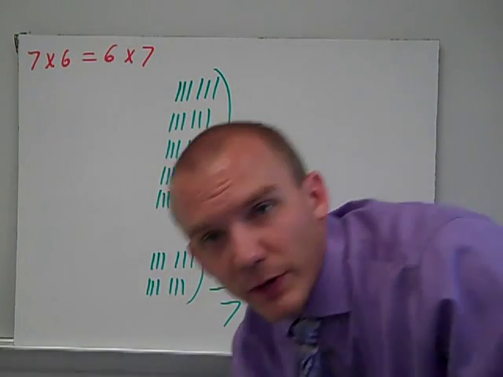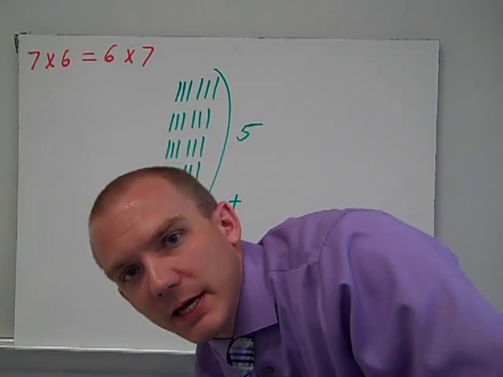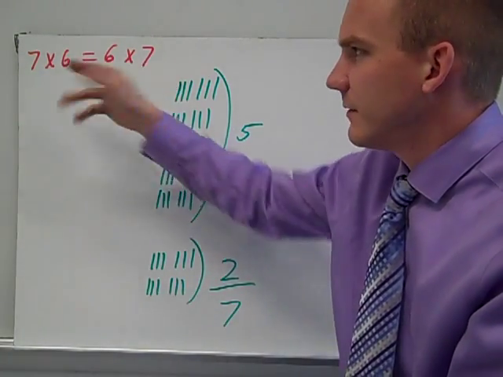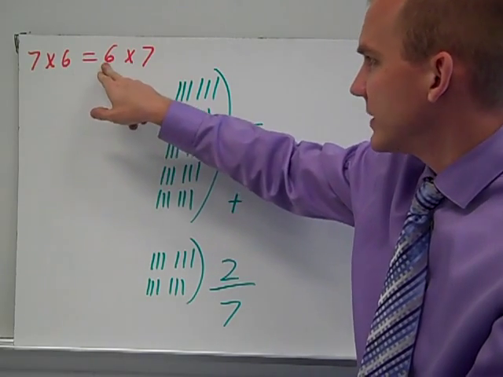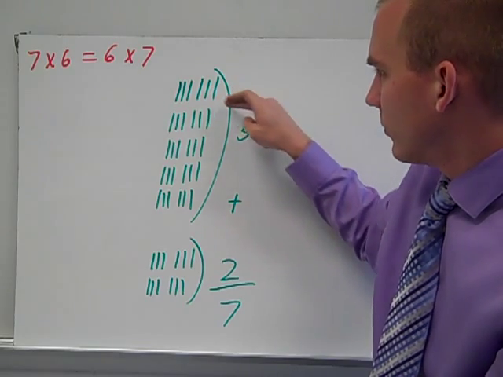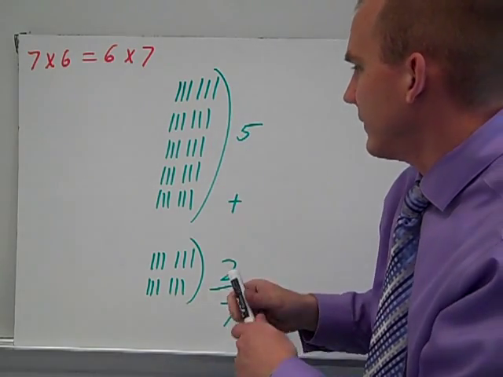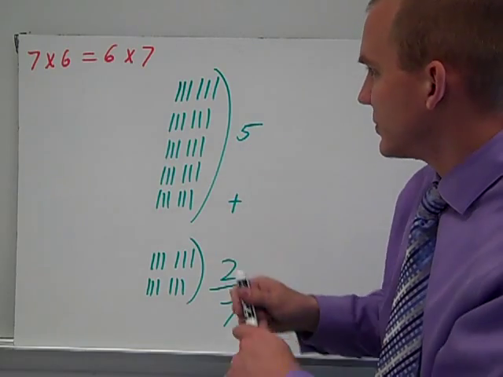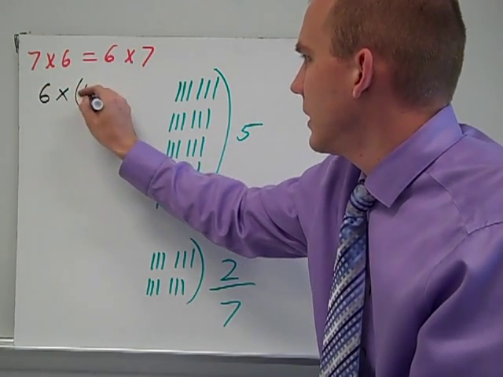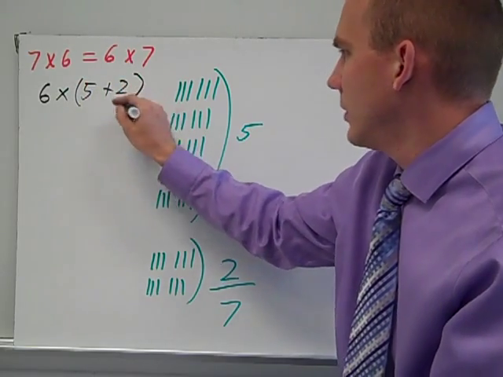We don't always have to break it apart like that. Say I'm good with 6. I can multiply by 6 pretty well, but I just don't know 7 times 6. Let's flip it around. Let's do 6 times 7. Here, what I've broken it down into is rows of 6, and here I have 5, and then I have 2. So 5 plus 2 is 7. So we'll change this to 6 times 5 plus 2.